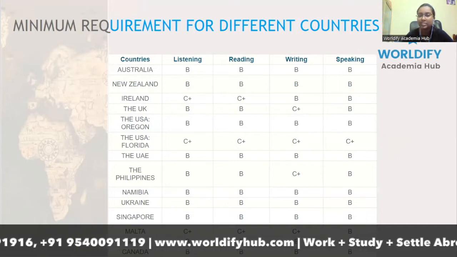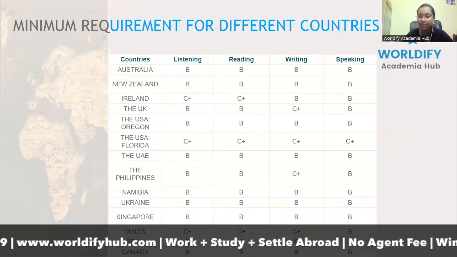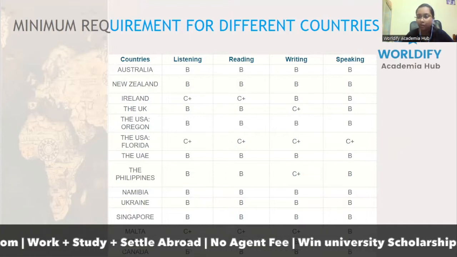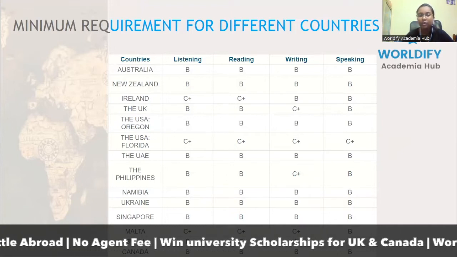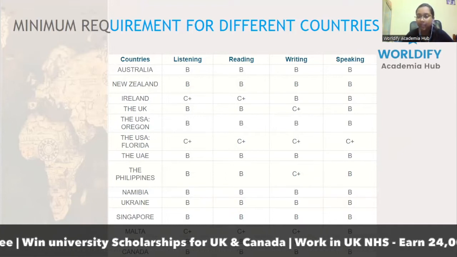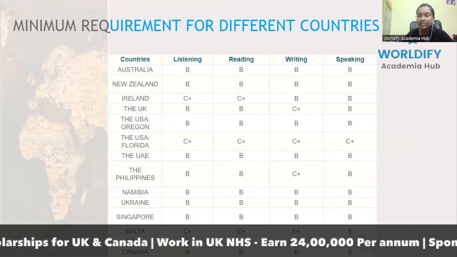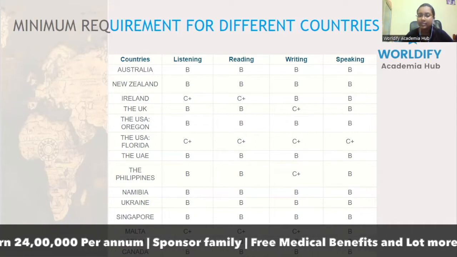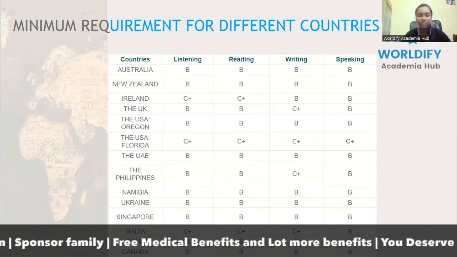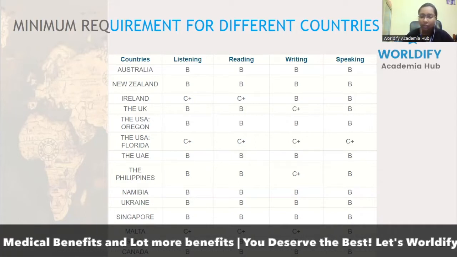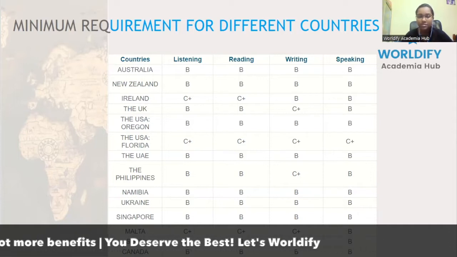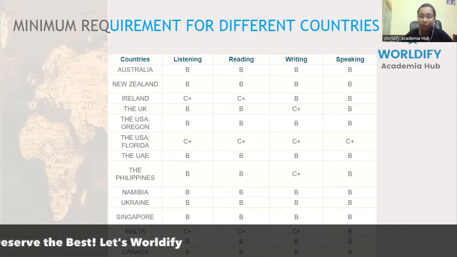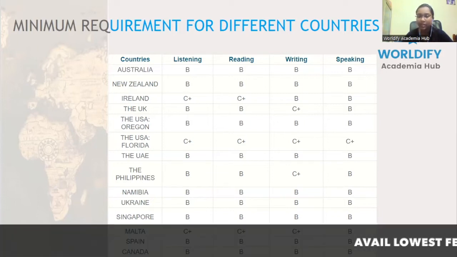For Australia, you're supposed to get B in all the 4 modules. In New Zealand, all the 4 modules you're supposed to get B again. For UK, it's 3 Bs and C plus. The 3 Bs are listening, reading, and speaking, and C plus with writing. In USA, you have to get B in all the 4 modules. In Florida, it's C plus in all the 4. So each place has different criteria by which they accept candidates.